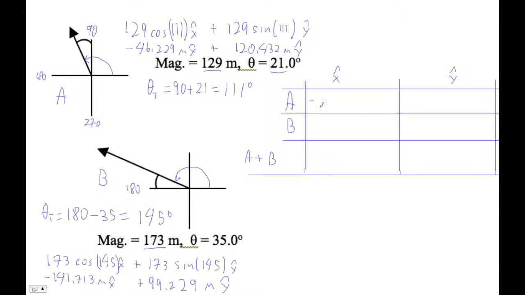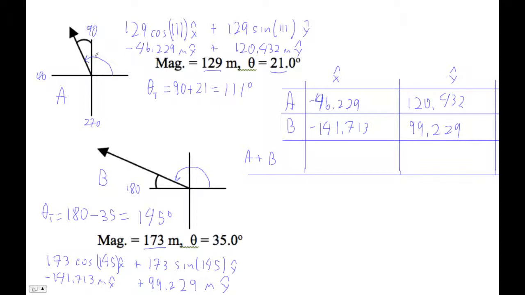We've got minus 46.229 and 120.432. And for B, we've got minus 141.713 and positive 99.229. Now, before we keep going and draw the picture and find the magnitude and all this stuff, let's just do a little reality check here.